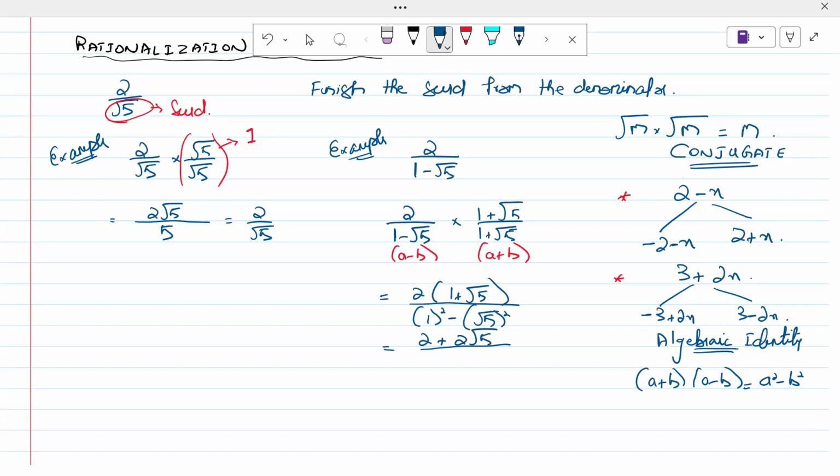upon 1 minus root 5 whole square, that would be a 5. So it would result in 2 plus 2 root 5 upon 1 minus 5, which is a minus 4. And this can be simplified further. Sometimes students leave it here only, but this can be simplified.